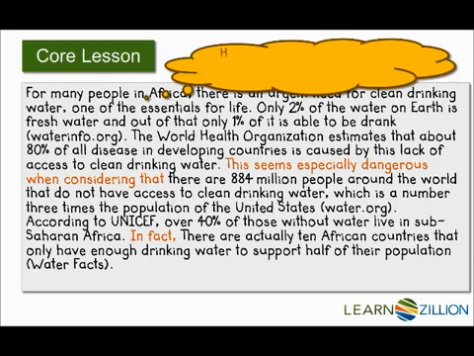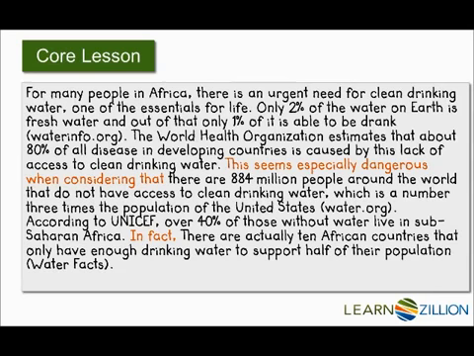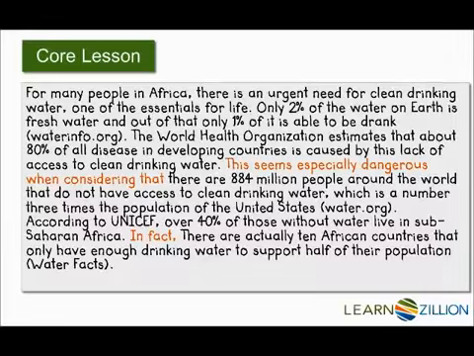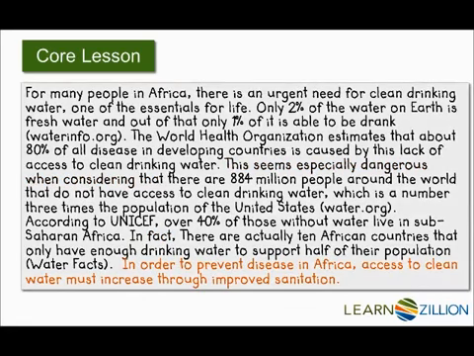Then, finally, I need to ask this question. How do I write a concluding sentence? Sorry about that. How do I write a conclusion that will help lead in the next paragraph? I know the next paragraph is going to be about sanitation because of my boxes and bullets and all the planning I put into it. So let's try this. In order to prevent disease in Africa, access to clean water must increase through improved sanitation. So I put a wrap on this paragraph and I lead into the next one.